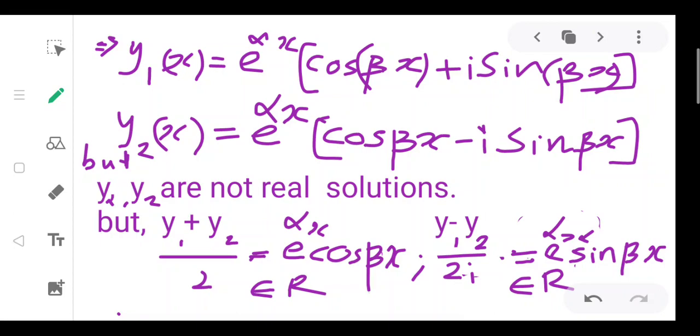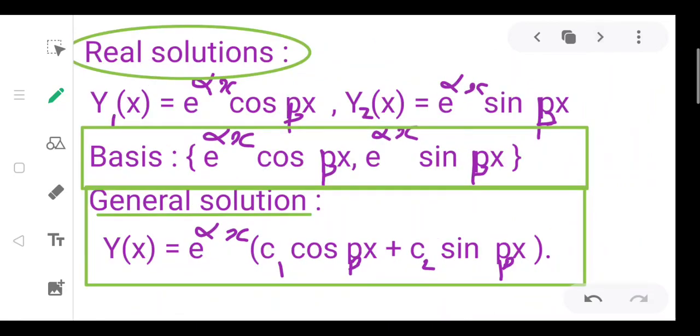Okay, which is real for all alpha, beta, x. Here alpha, beta are real numbers, x is a real number, so e raised to alpha x into cos beta x is always real. Similarly, if you take the difference (y1 minus y2) by 2i, it will be e raised to alpha x into sin beta x. It is again real. So if you choose capital Y1 of x equal to e raised to alpha x cos beta x and capital Y2 of x equal to e raised to alpha x sin beta x, then Y1 of x and Y2 of x are real linearly independent solutions of equation 1. Hence they will constitute the basis.